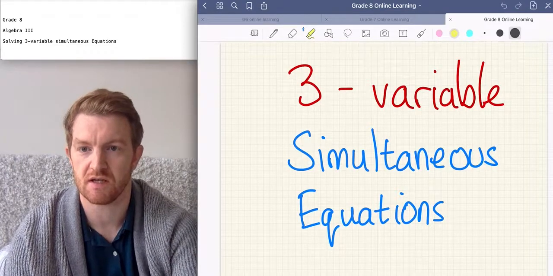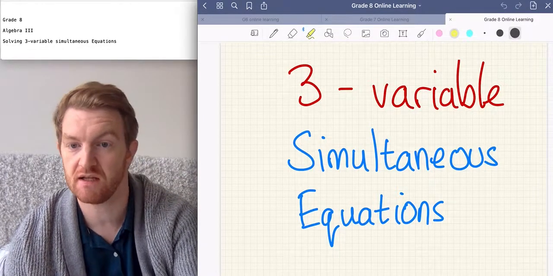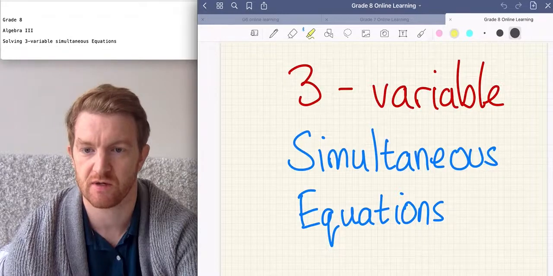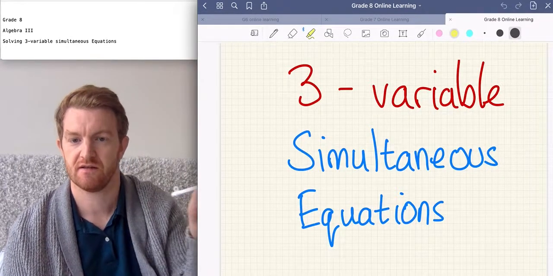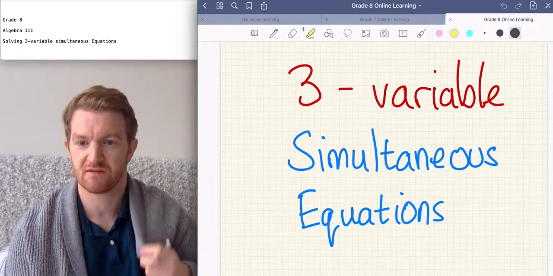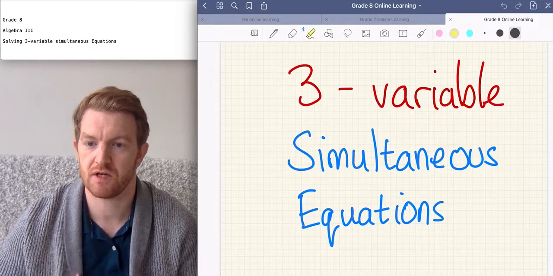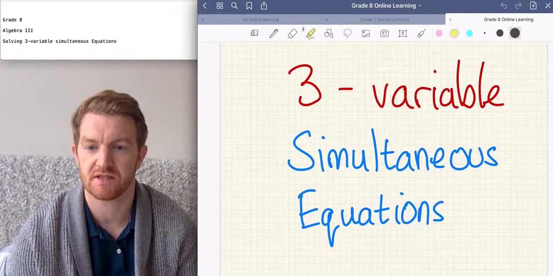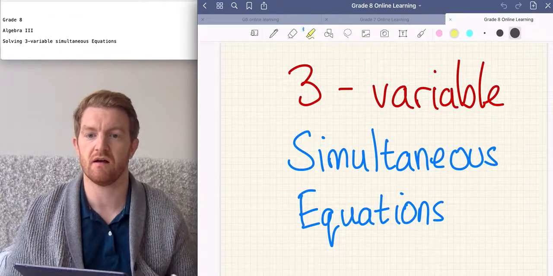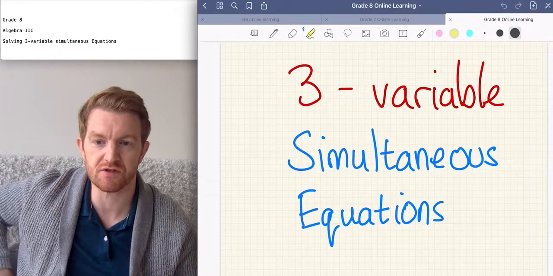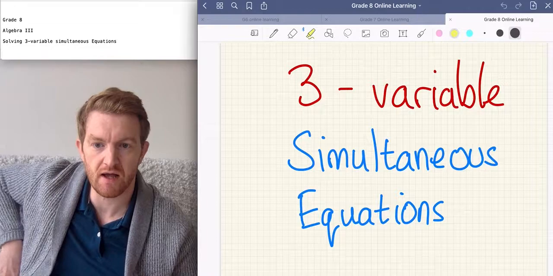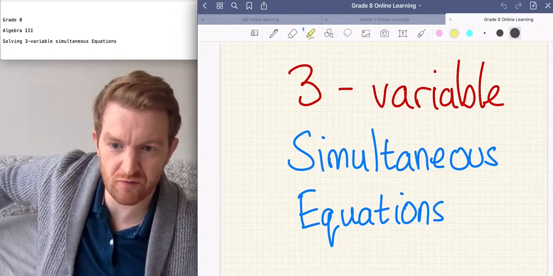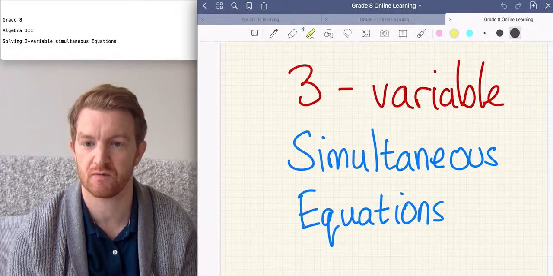Jumping into the last new skill, if you will, of our simultaneous equations unit. So today we're going to look at three-part simultaneous equations. So you're going to see hopefully by the end of this that we can use the same methods that we've already been using, our elimination, our substitution, and our graphical methods if we so choose. Graphical probably a little bit less useful for this one.